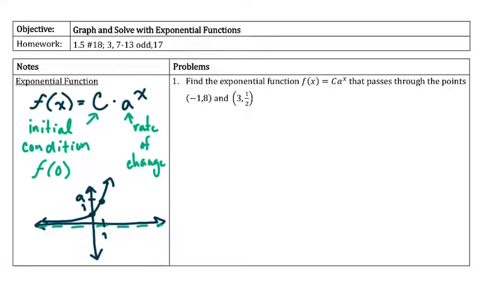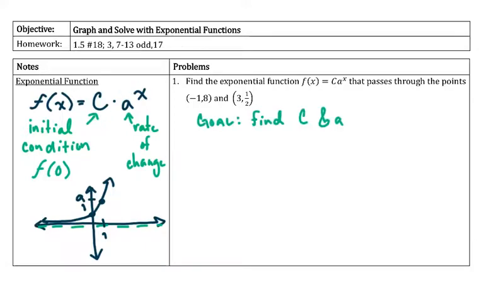Now, let's solve some problems with that. Number 1, find the exponential function f of x equals c a to the x that passes through the points (-1, 8) and (3, 1/2). Since our goal is to find this exponential function, that means we need to find the value for c, the initial condition, and we need to find the rate of change.